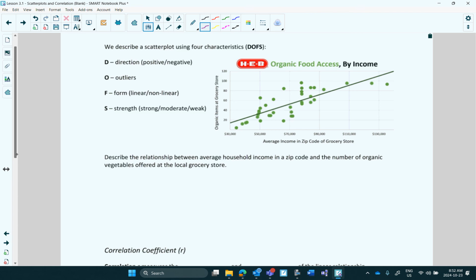First of all, is it positive or negative direction? Are there any outliers? And we're going to sort of eyeball outliers in this one. We're not going to calculate them like we did in the first unit with univariate data. Is it linear or non-linear? Does it form a line, the dots, or does it curve? Okay. Or is there no relationship? And how strong does it look?